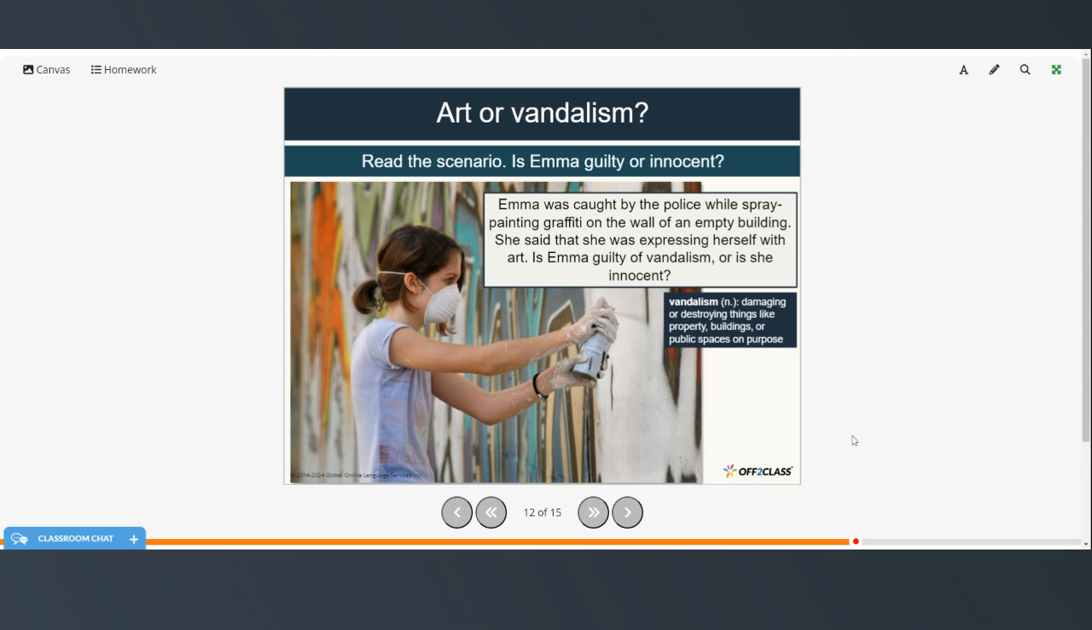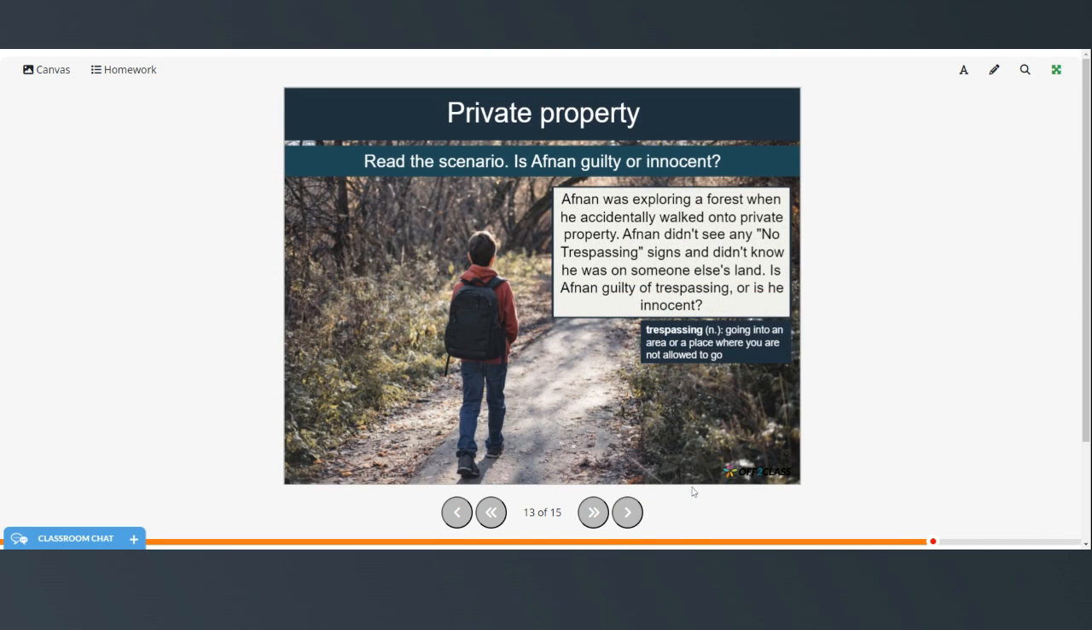All right, so read the scenario and then decide, is Emma guilty or innocent? And we have a vocabulary word first. Vandalism means damaging or destroying things like property, buildings, or public spaces on purpose. Emma was caught by the police while spray painting graffiti on the wall of an empty building. She said that she was expressing herself with art. Is Emma guilty of vandalism or is she innocent? So again, this is just your opinion, but go ahead and think about that. And if you want to write down an answer, that's fine.